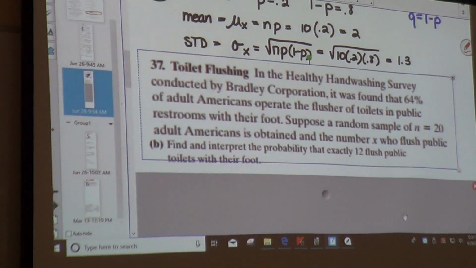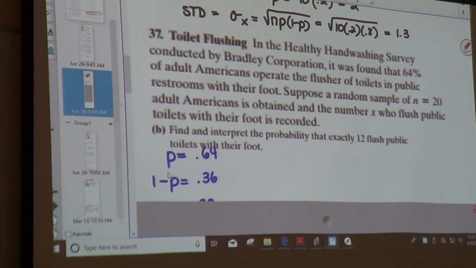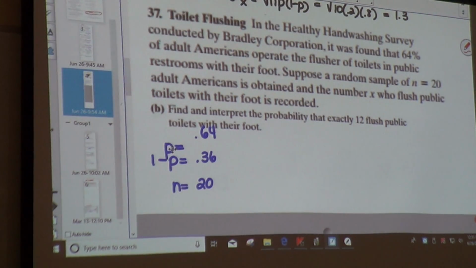All right, let's look at number 37, flushing a toilet. Get this down just a hair.